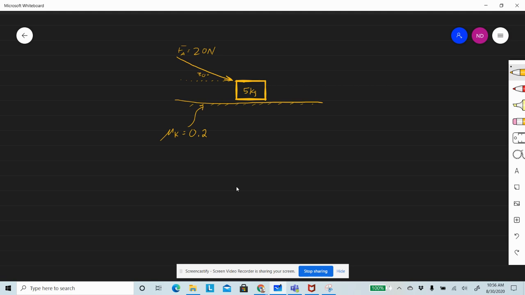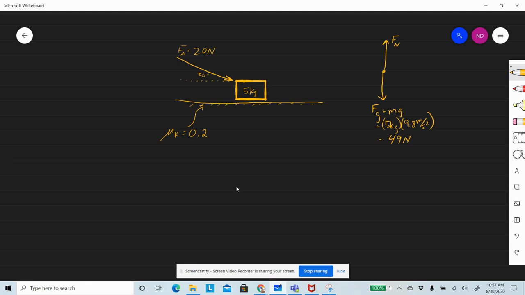Drawing a free body diagram, all the forces acting on it. Well, Earth is pulling this thing down. Gravity is pulling it down: mg, 5 kilograms times 9.8 meters per second squared. That's going to be 49 newtons. If you were to use 50, it wouldn't be a big deal. The ground is supporting it. We don't know by how much, so there is a normal force.